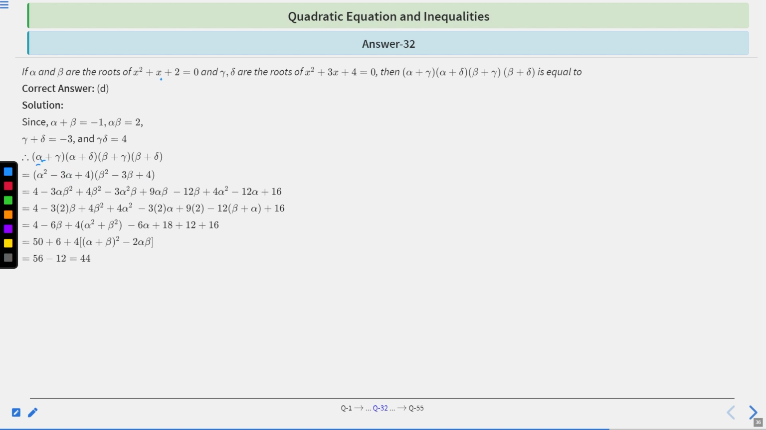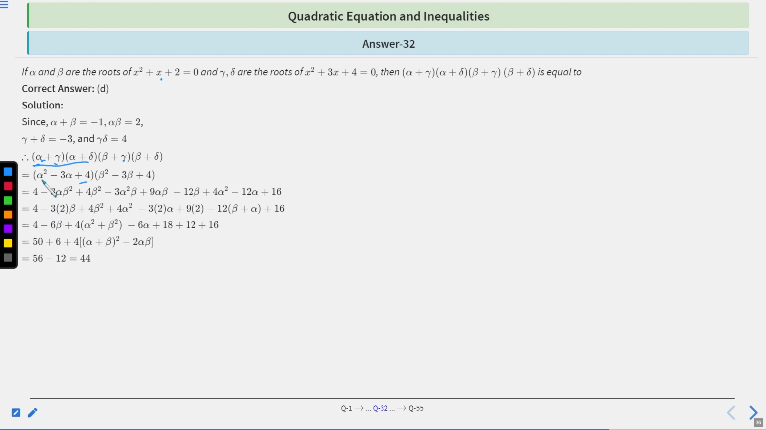See, alpha plus gamma and alpha plus delta can be written as alpha square minus 3 alpha plus 4, right, into beta square minus 3 beta plus 4. This is basically alpha square minus 3 alpha plus 4, right, because gamma plus delta is minus 3. And this equation is beta square minus 3 beta plus 4 because alpha plus beta is minus 1, right? Gamma plus delta is minus 3.